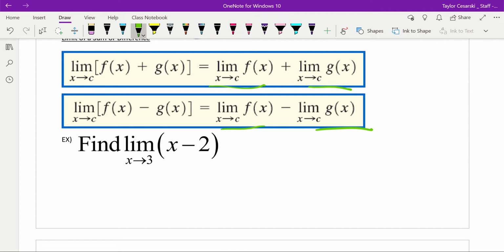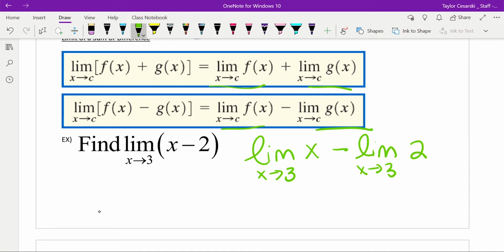So, limit as x approaches 3 of x minus 2. We can break this down into limit as x approaches 3 of x minus limit as x approaches 3 of 2. Limit as x approaches 3 of x, well, that's going to be 3. And then limit as x approaches 3 of 2, that's going to be 2, because that's a constant. 3 minus 2 is 1. So that's using the same techniques that we just did above.